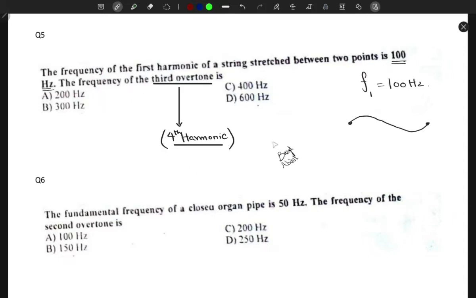So we know that the expression is Fn equals n times F1, right? So n is the number of harmonics, so we are having 4, so fourth harmonic. This implies that F4 is 4 times F1, which is 100 hertz. So this makes it 400 hertz, and hence the correct option is option C.